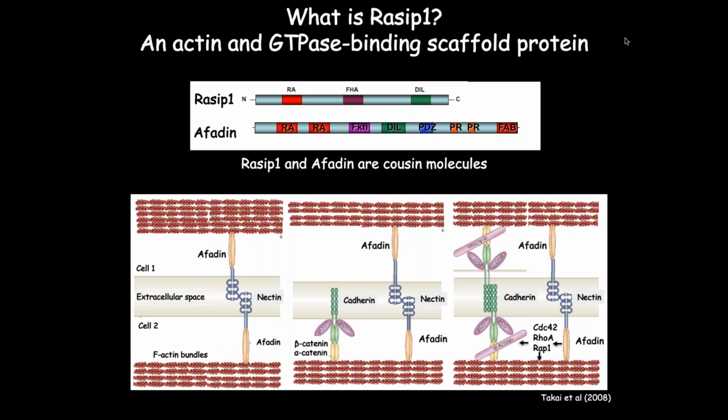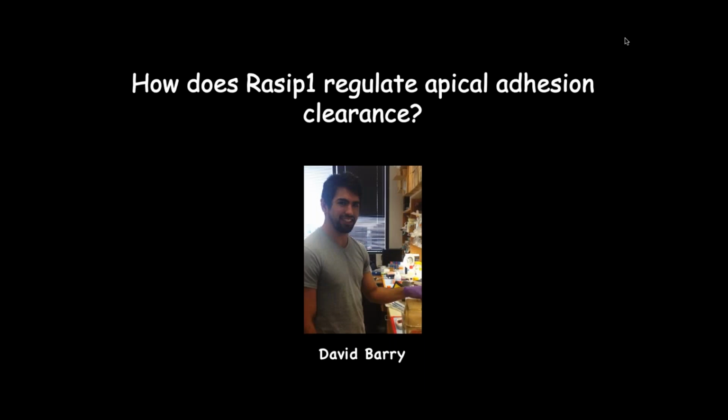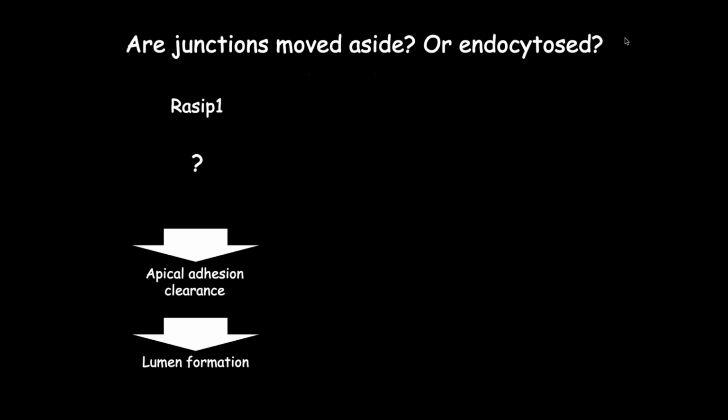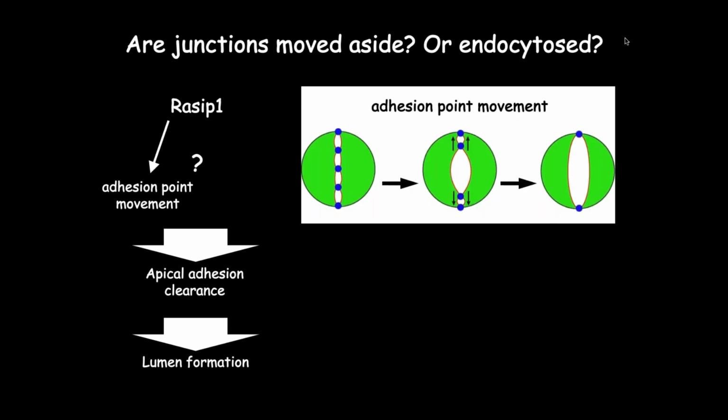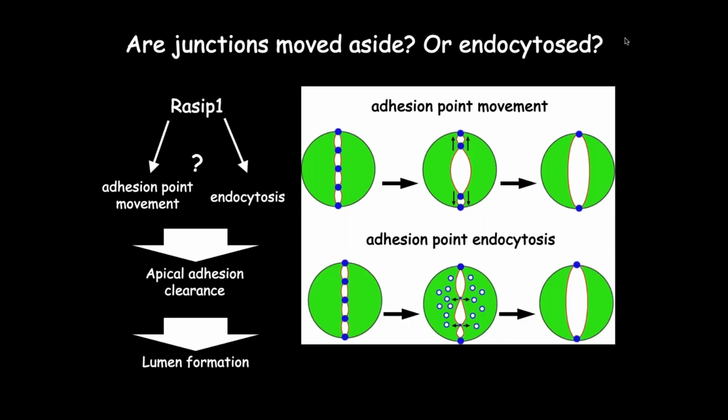So I just want you to keep that in mind as we go through the rest of the talk. David Barry decided to really take a look at this and ask the question, what is RAS-IP1 really doing? The first question he asked was, RAS-IP1 is upstream of this apical adhesion clearance and lumen formation, because we know that fails in the mutants. So how is this happening? He thought there were two ways this could happen, either through adhesion movement or through exocytosis. And so he wanted to test those two ideas.